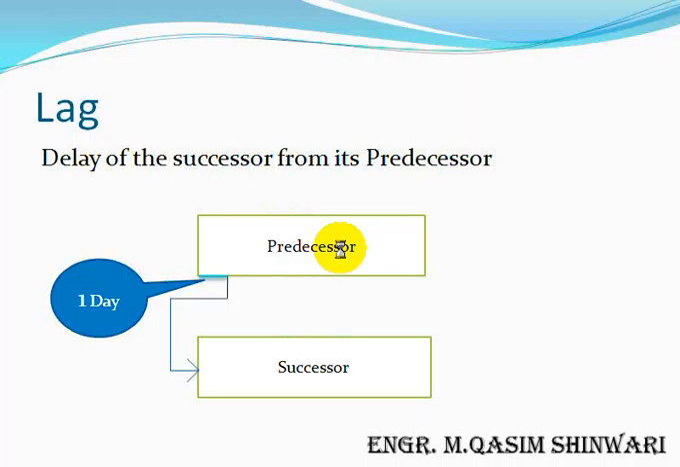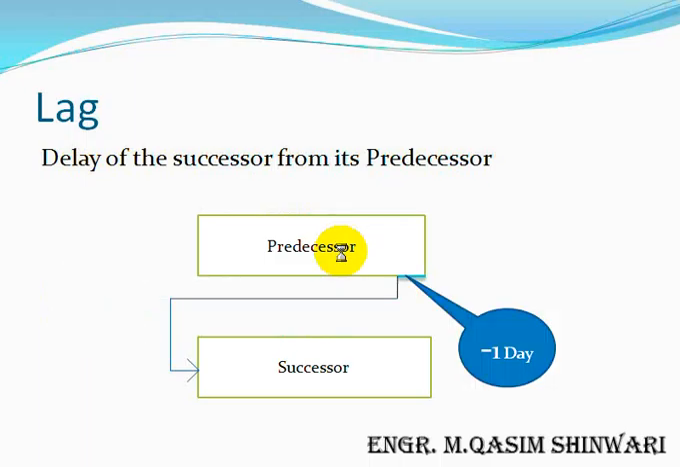But if we want to give a lag of 1 day just before the predecessor ends, as in this case you can see that 1 day before the predecessor ends, the successor will start, then we will enter the value of lag as negative. As here it is shown, highlighted -1 day.